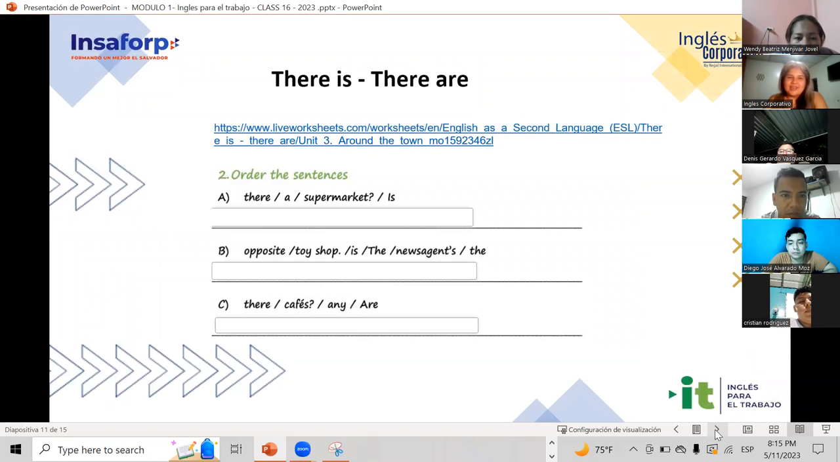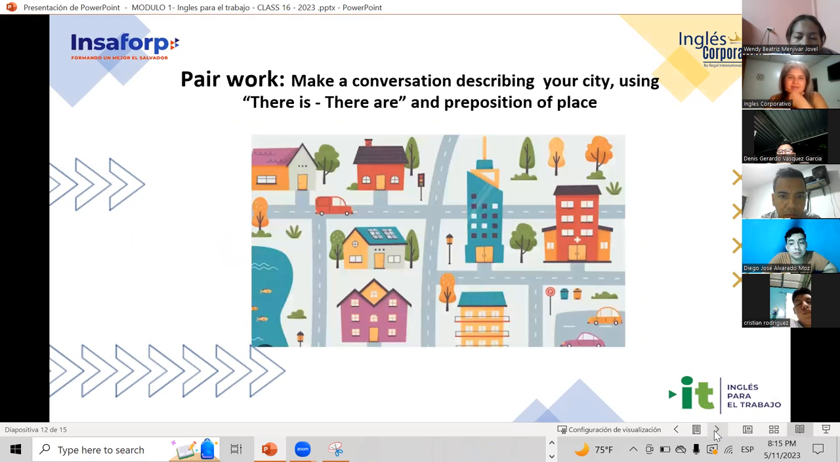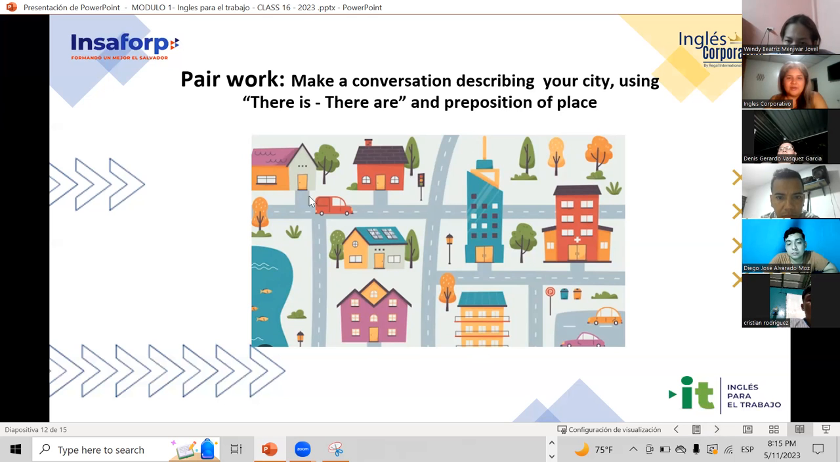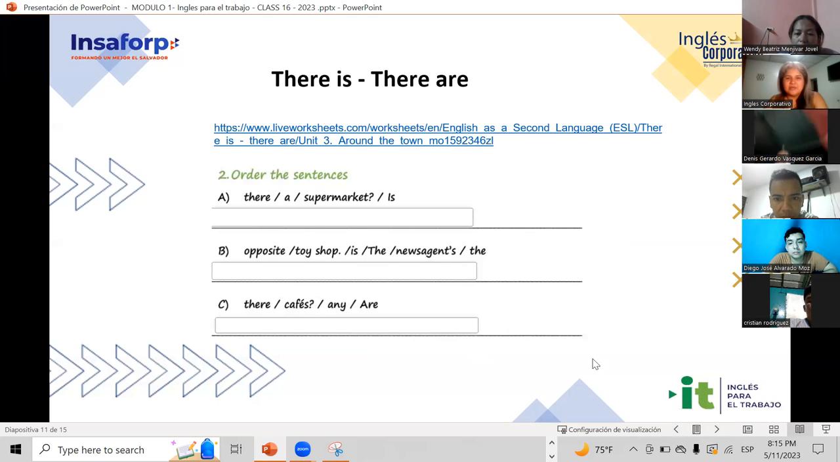Okay, we have another exercise here. Do you want to continue practice that? Or do you want to work in the activity where we have to make a conversation describing your city using the is and the right? Por supuesto que, bueno, es un ejercicio similar al que habíamos hecho antes, okay? Si ustedes ya se sienten listos, we move on to this activity. If we want to continue con la práctica, hacemos este otro ejercicio. Do you think that are you ready? Sí. Yes. Okay, very good.